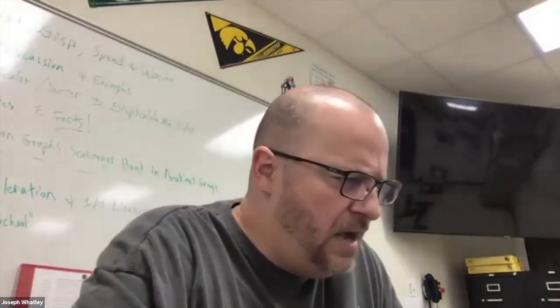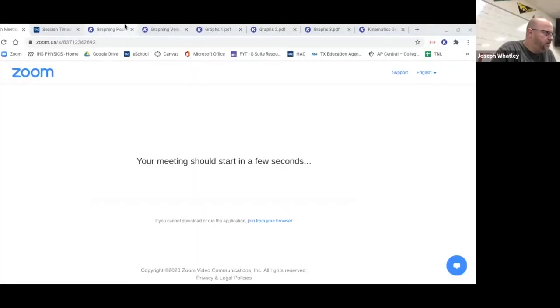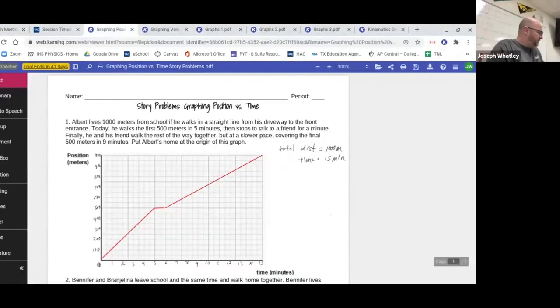So let me switch over to this other computer. I'm going to share Chrome with you guys, and let's go into it. So this was the first one that I did. You already know number 1. I'm going to come up to the questions. It says, what is Albert's instantaneous velocity at 4 minutes?